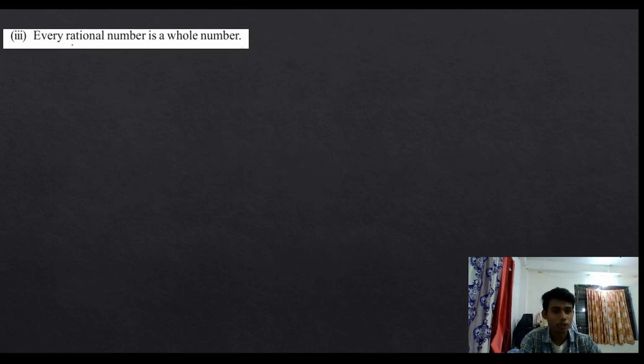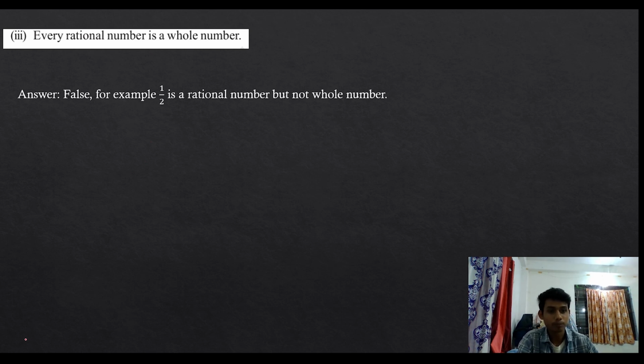Now comes the third question. Every rational number is a whole number. This is also false, because 1 by 2 is a rational number but not a whole number.